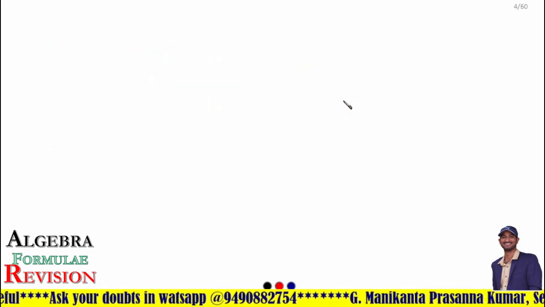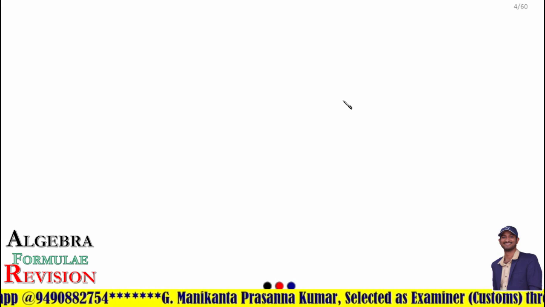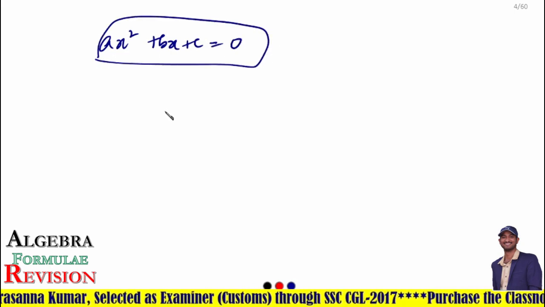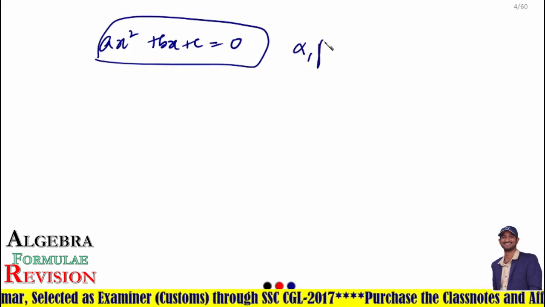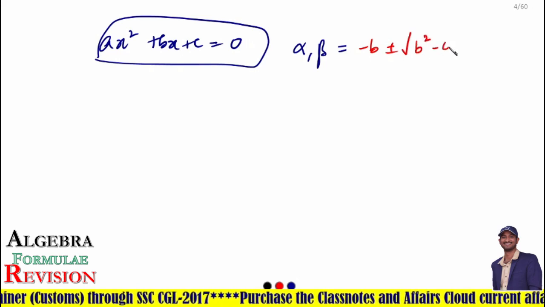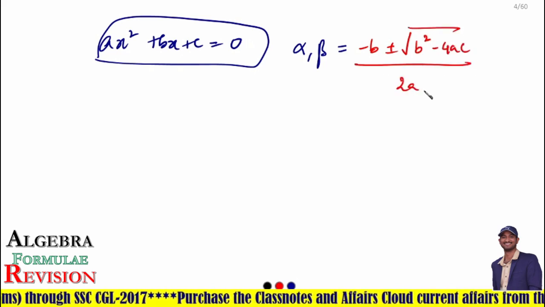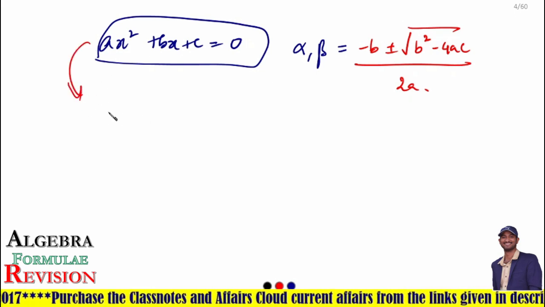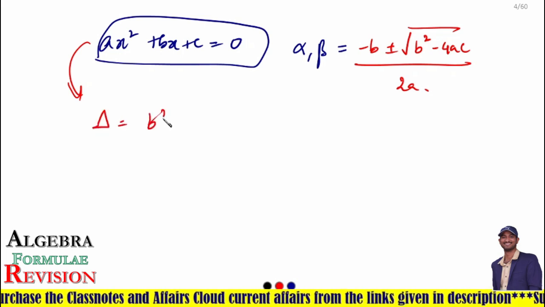Coming to quadratic equations, next in algebra, for most of the competitive exams, what is important? The quadratic equation, that is, the degree is 2. That is very important. Suppose there is a quadratic equation in the form ax square plus bx plus c equal to 0. Then the roots of this quadratic equation, alpha and beta, are equal to minus b plus or minus square root of b square minus 4ac, all divided by 2a. And we can tell the nature of the roots of this expression by using the discriminant. What is the discriminant? b square minus 4ac.